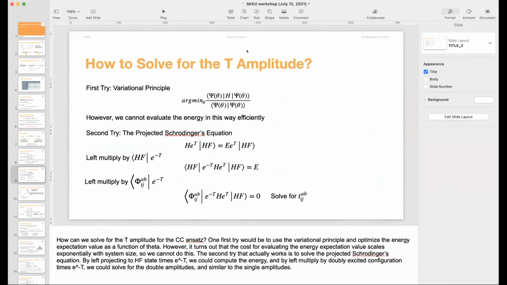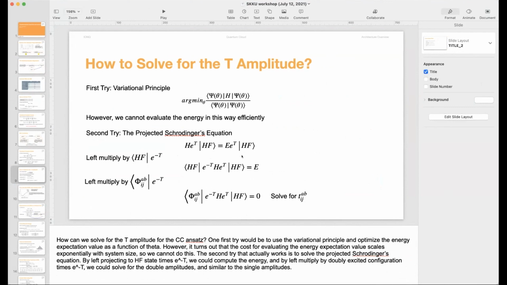He's asking if H and e to the T commute with each other. I don't think so. No, H and e to the T do not commute with each other. Maybe he's questioning how we get the equation in the center of your slide, H e to the T Hartree-Fock state equals E times e to the T. Yeah, this equation, or this one? The top one. Okay, this is just the Schrodinger's equation.